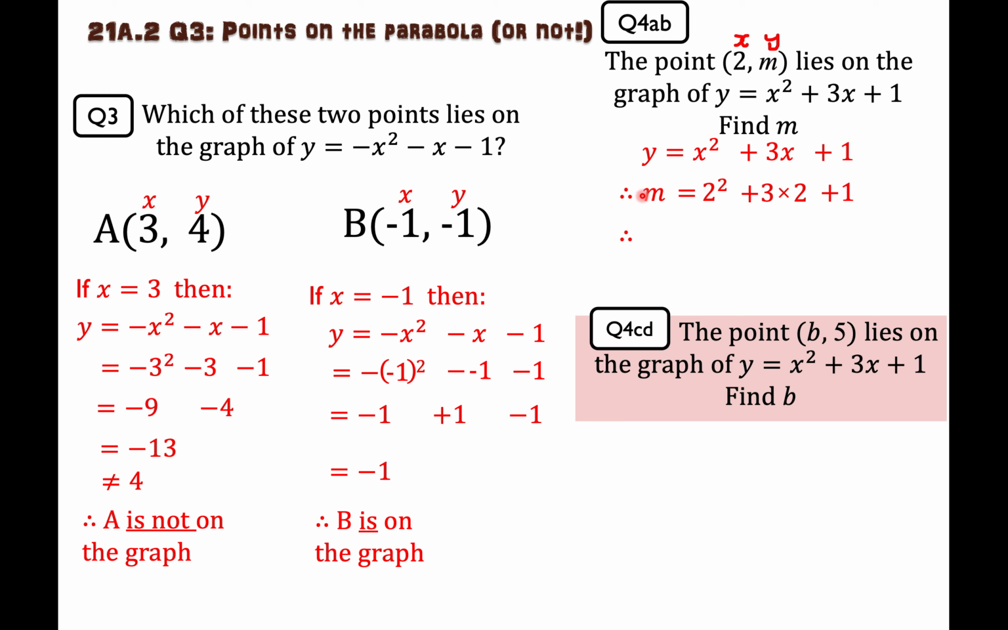All right, so therefore, m equals 2 squared is 4, 3 times 2 is 6, and then I add the 1 at the end. All right, we're getting warmer now. So therefore, m equals 4 plus 6 is 10, and add 1 to get 11. And that's how we find m.